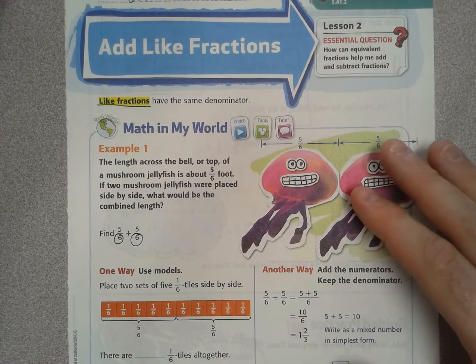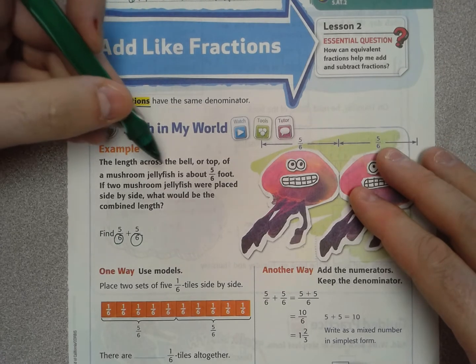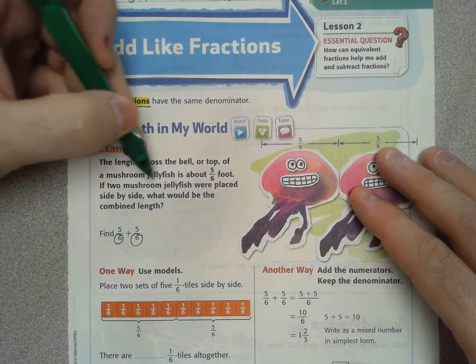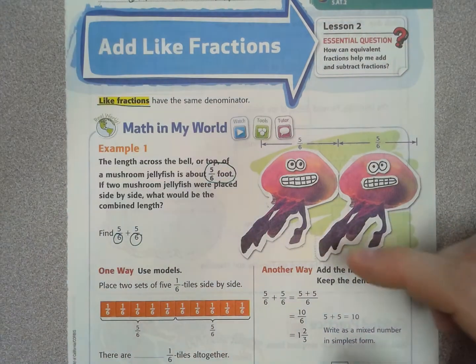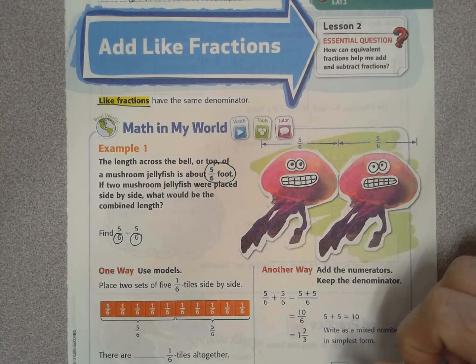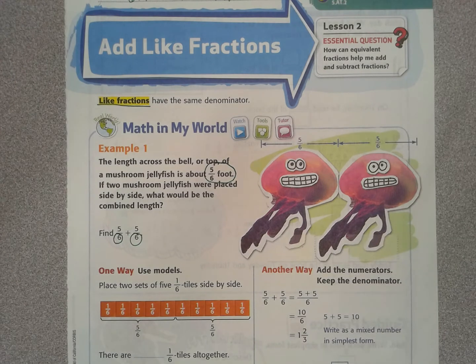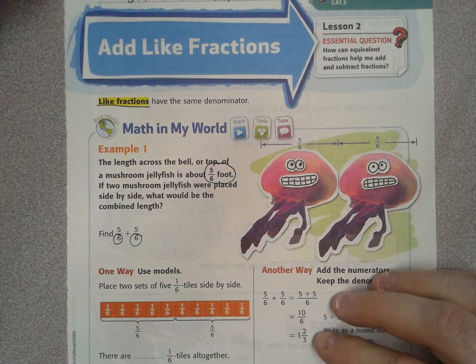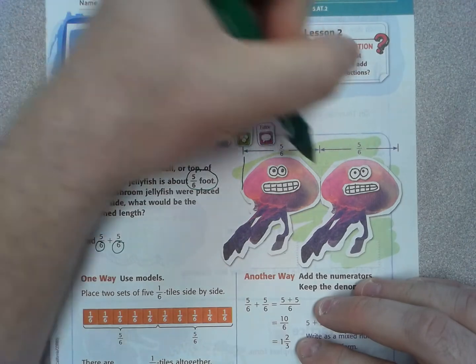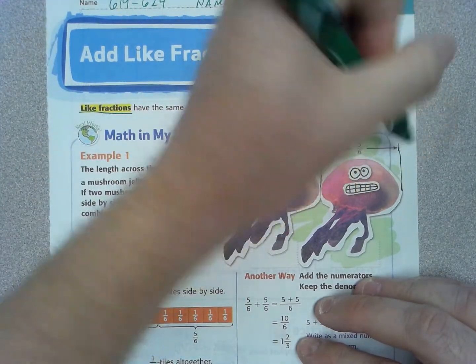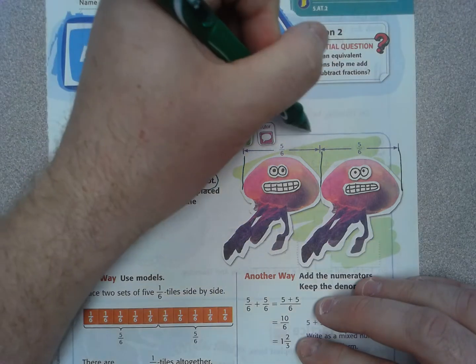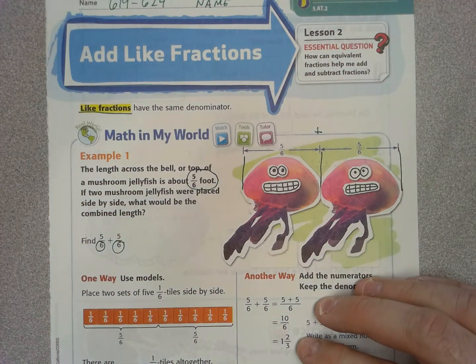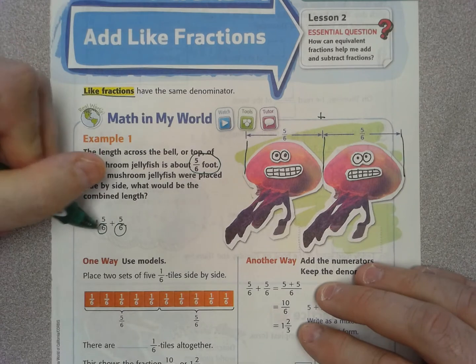All right, so example one: the length across the bell or top of a mushroom jellyfish is about 5/6 of a foot. Okay, if two mushroom jellyfish were placed side by side, what would be the combined length? So again, this one right here is 5/6, and this one here is 5/6, and the question is what is the combined length. So obviously you're going to be adding that. You're going to be adding 5/6 plus 5/6 together. Okay, and that's what they have right here.